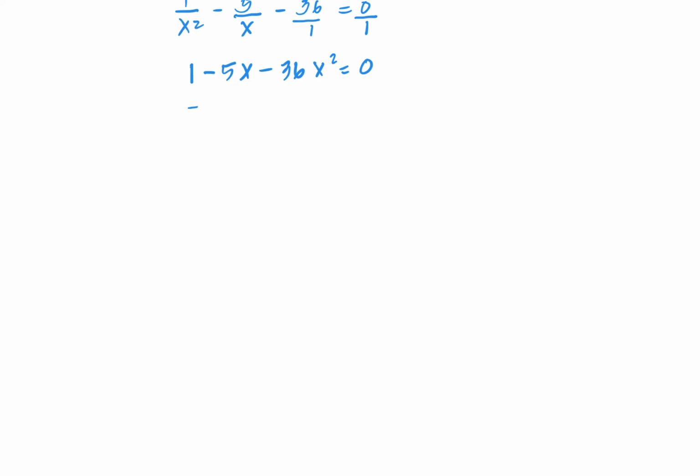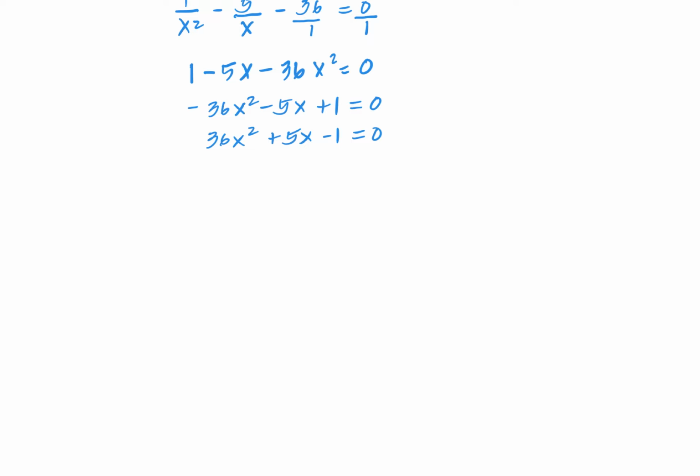I'm going to write this with the x squared first, and then minus the 5x plus 1. At this point, you could use quadratic formula or you could factor. I don't like all those negatives, so I am going to first multiply through by a negative 1 to get 36x squared plus 5x minus 1 equal to 0.